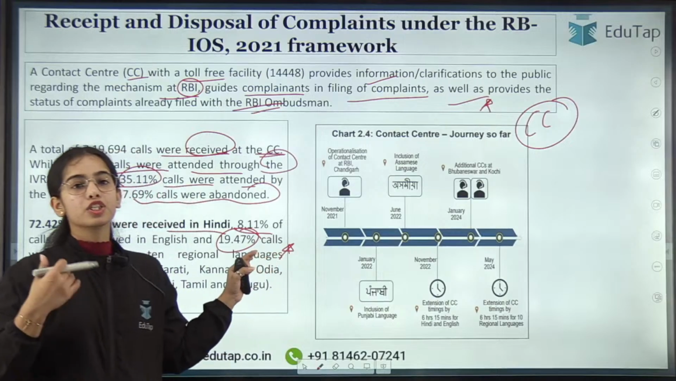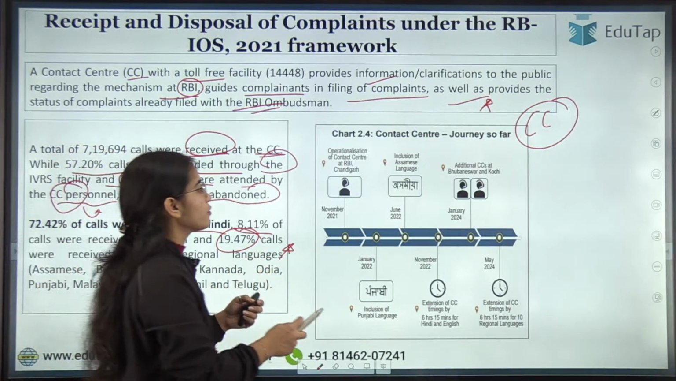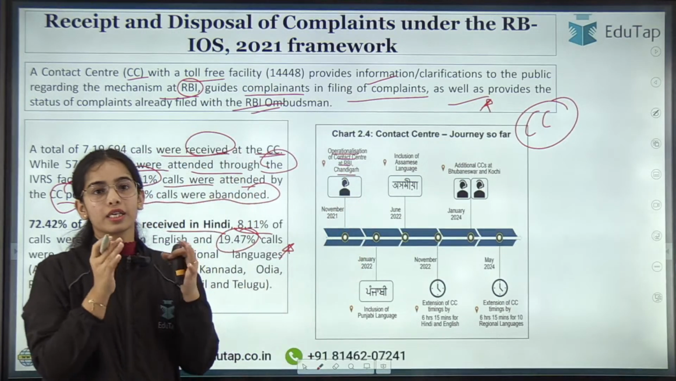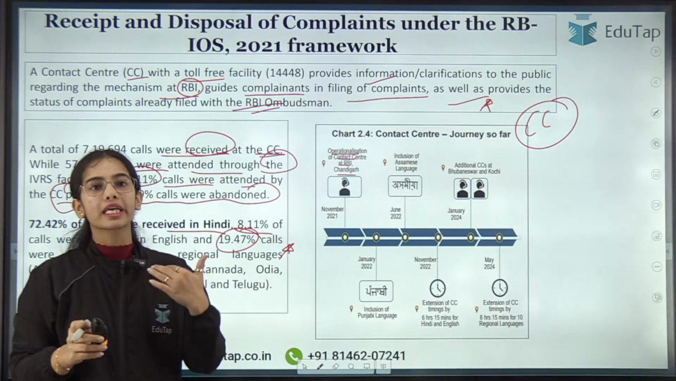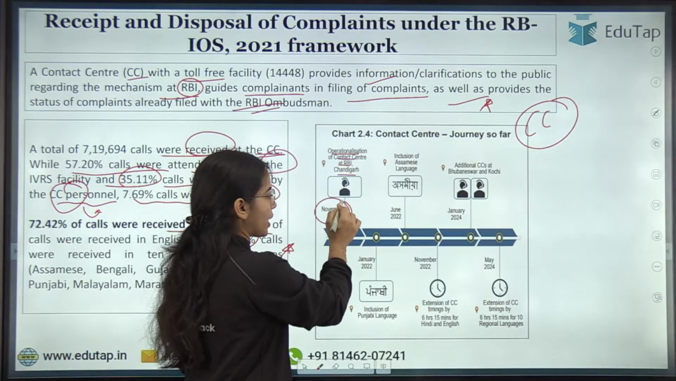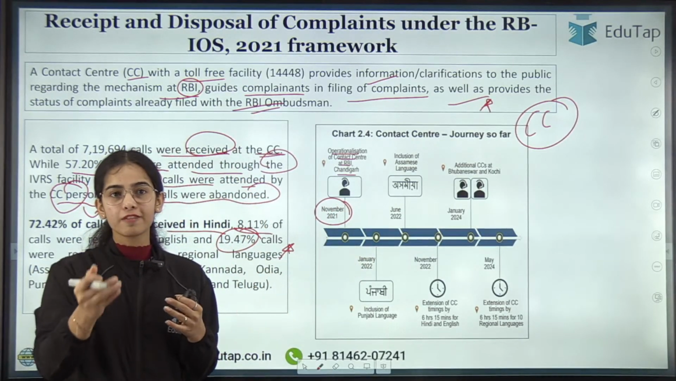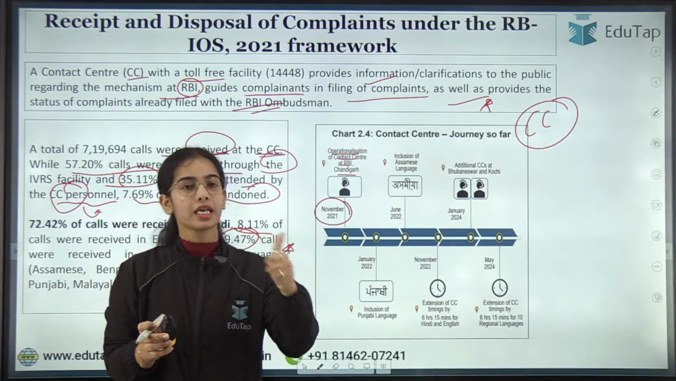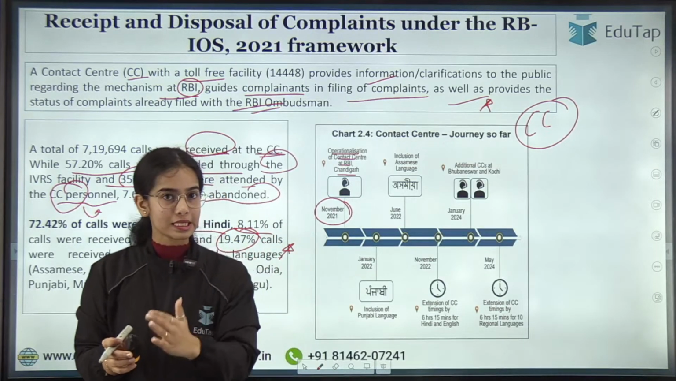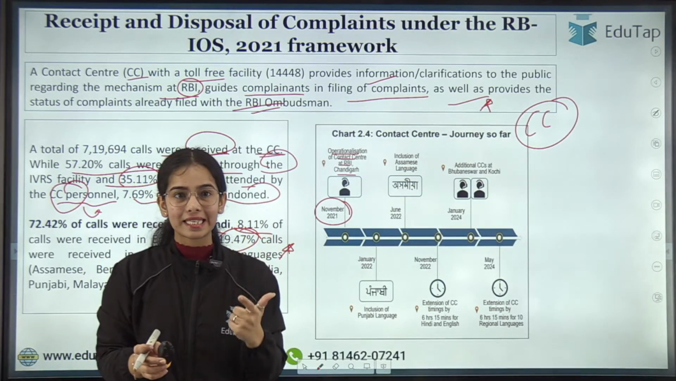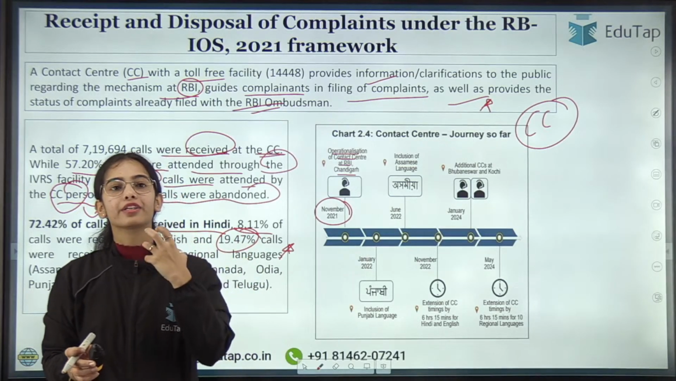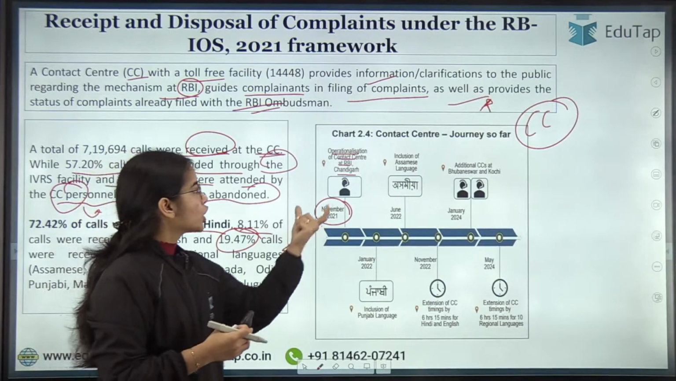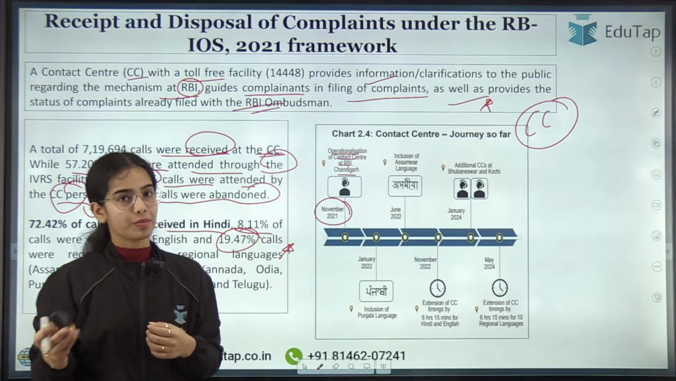Here, the journey of the contact center is more important. First, the operationalization of the contact center at RBI Chandigarh. The contact center started working in Chandigarh from November 2021. When the Integrated Ombudsman Scheme was launched, the CRPC, the Complaint Receipt and Processing Center, was launched, along with the contact center for providing information and catering to the confusion of the customers.